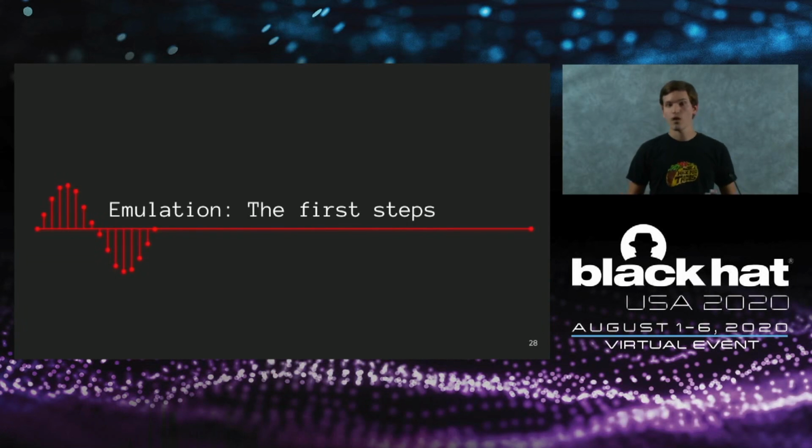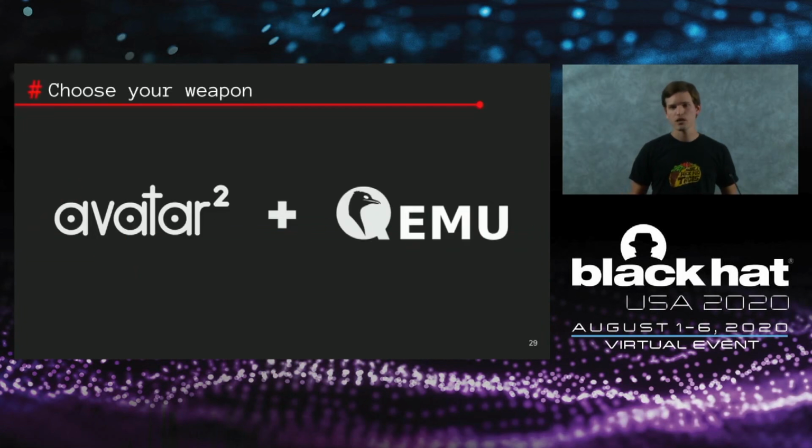At this point, we could actually start writing emulation code. But first, we need to pick our weapons. And for that, we chose Avatar 2, which uses QEMU as a target underneath. A little bit about Avatar 2. It's actually a Python framework that orchestrates other frameworks, and it allows you to interoperate between them.